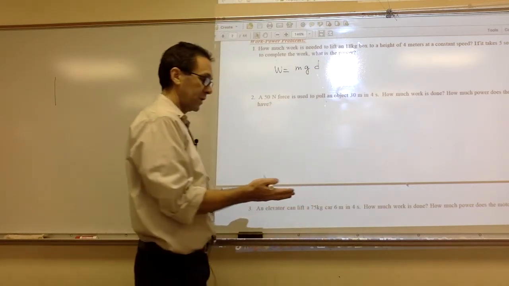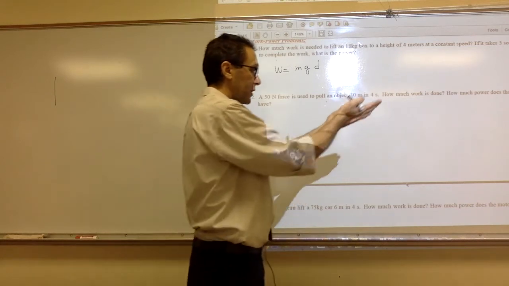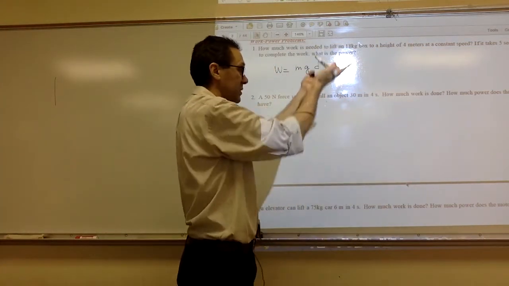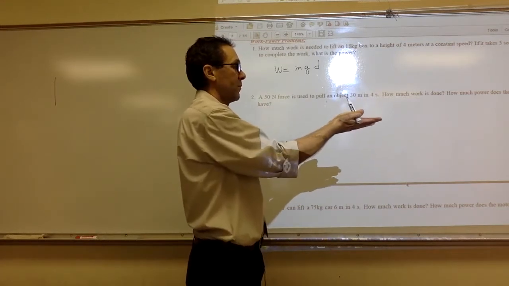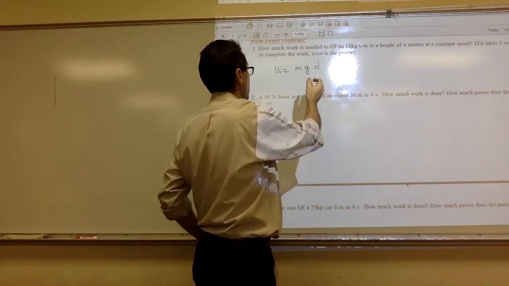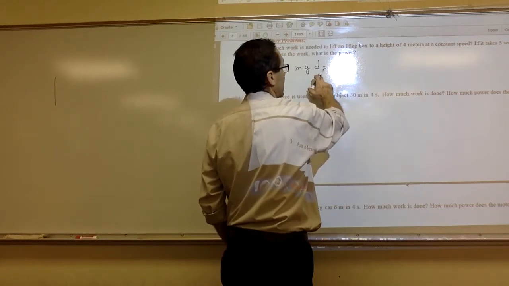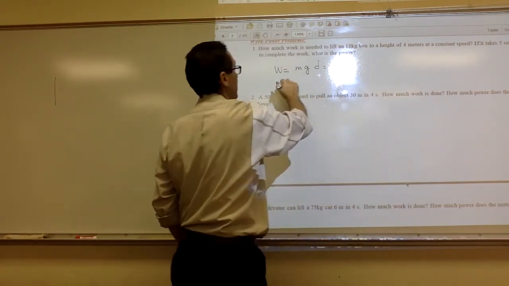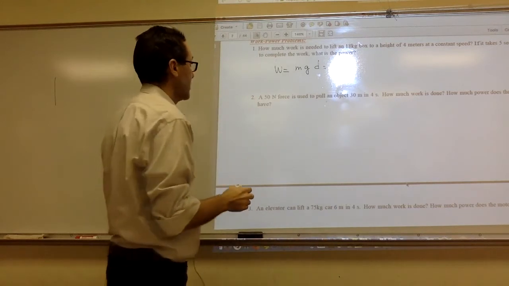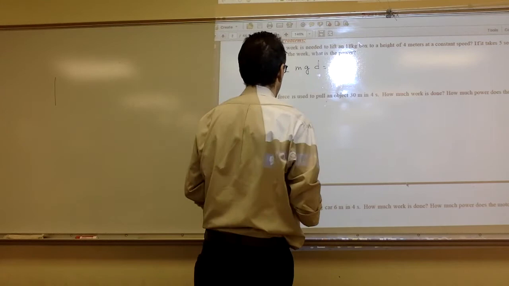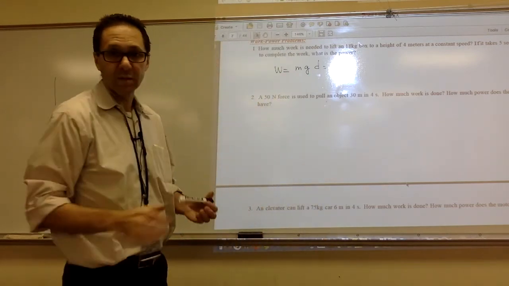You could be going sideways and lifting it. You can be walking and lifting, or you can just lift it straight up. It doesn't matter. Each time you go in this direction, you're working against gravity. So you can do the math here: it's going to be 180 times 4, and you get what you get. The power is just going to be work divided by time. So you take whatever work you got here and divide it by 5 seconds.